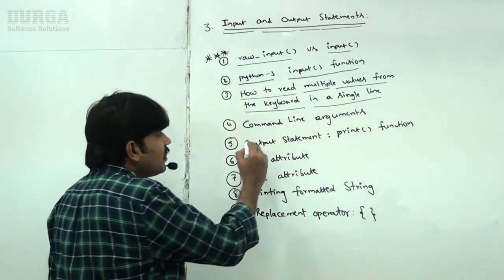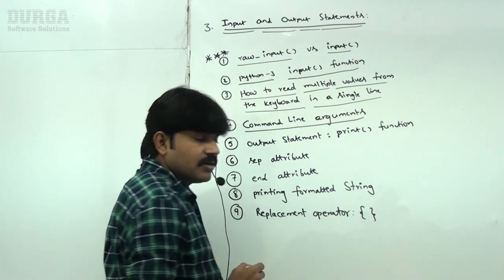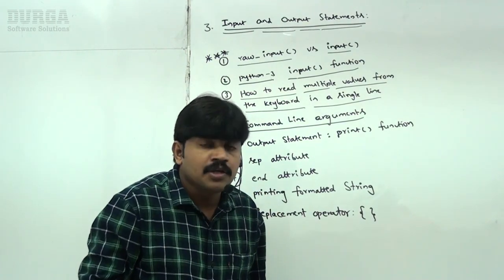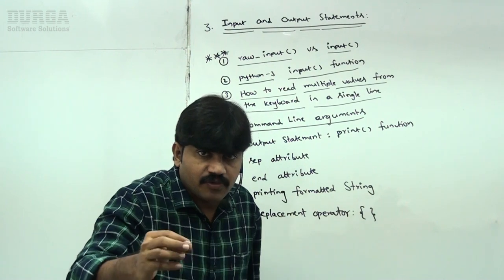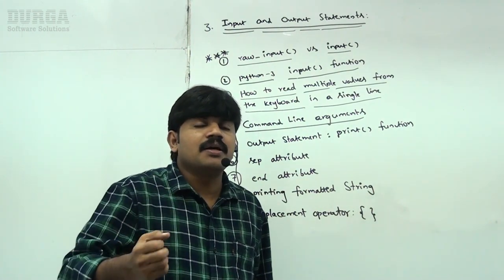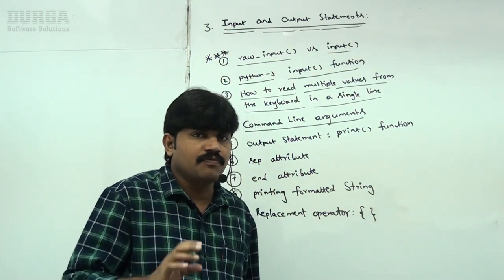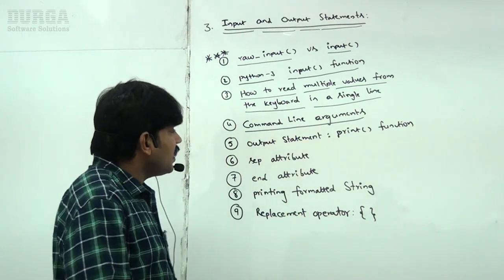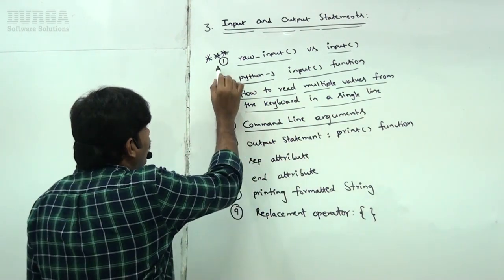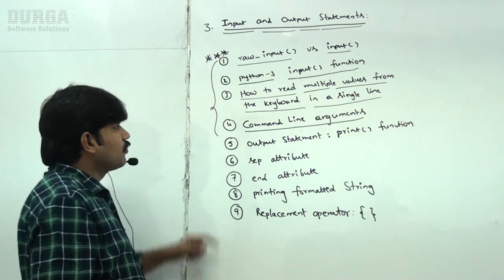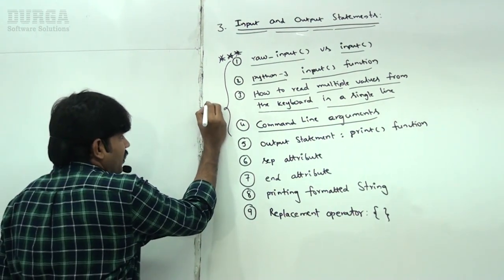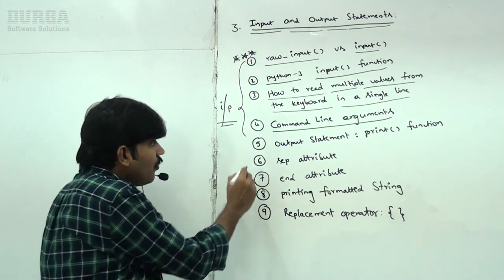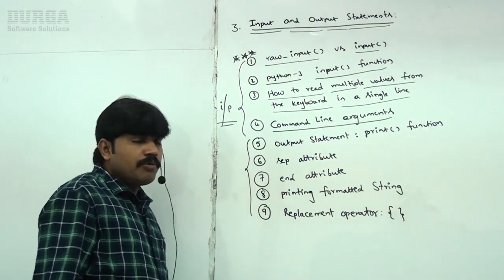And after that, command line arguments. While executing your Python program, py test.py, if you are passing any values like 10, 20, 30, how can you read the arguments which are passed from the command prompt? Command line arguments we have to discuss. All these things, up to 4, are about input statements. Now, output statements, beautiful concepts.